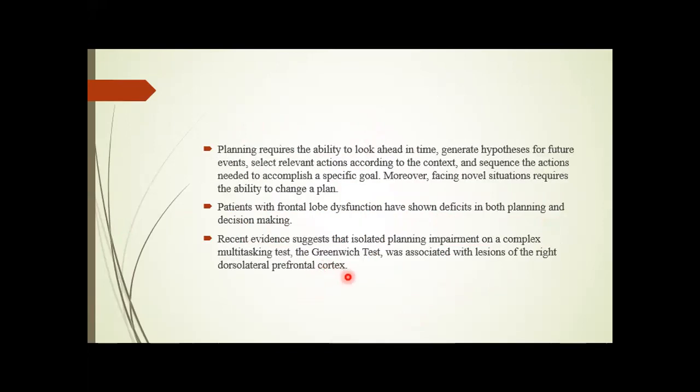Planning requires the ability to look ahead in time, generate hypotheses for future events, select relevant actions according to the context, and sequence the actions needed to accomplish a specific goal. Moreover, facing novel situations requires the ability to change a plan. Patients with frontal lobe dysfunctions have shown deficits in both planning and decision making. Recent evidence suggests that isolated planning impairment on a complex multitasking test, the Greenwich test, was associated with lesion of the right dorsolateral prefrontal cortex.